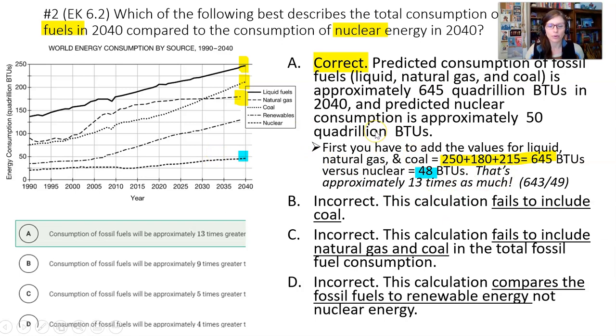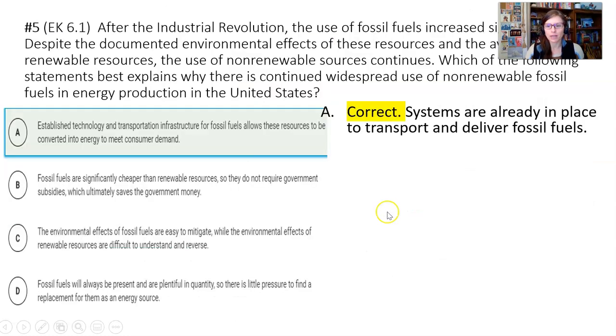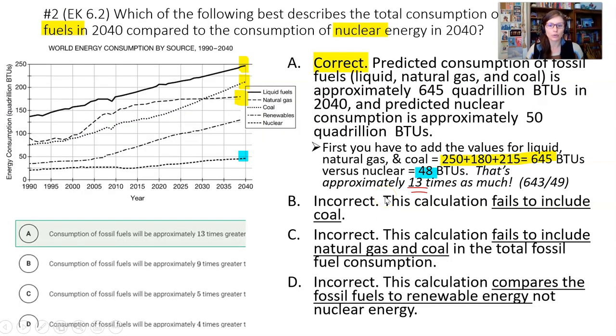That gives you approximately 645 BTUs compared to nuclear at 48. So that was what we were looking for, and why A was correct, because that's approximately 13 times as much for the other ones. B was incorrect because it failed to include coal. C was incorrect, failed to include natural gas and coal. And D compares fossil fuels to renewable. So looking at the wrong things.